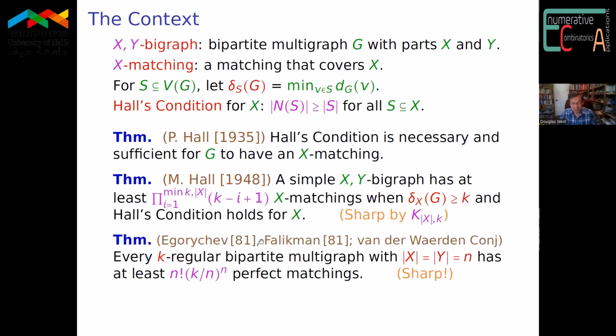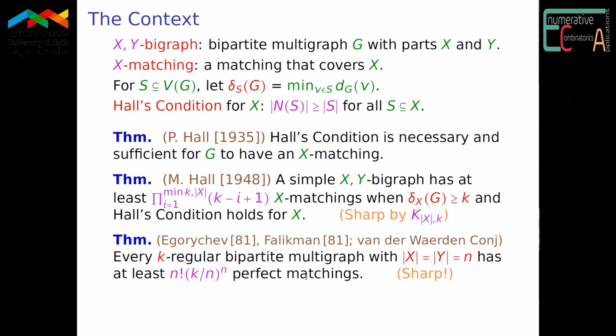Now, there's also a result when we talk about multigraphs. Egorychev and Falikman proved what had been known as the van der Waerden conjecture, although van der Waerden claimed never to have conjectured it, that if we have a K-regular bipartite multigraph, every vertex has degree K, with n vertices in each of the parts, then there will be at least n factorial times K over n to the n perfect matchings that cover all the vertices. And this is also sharp.